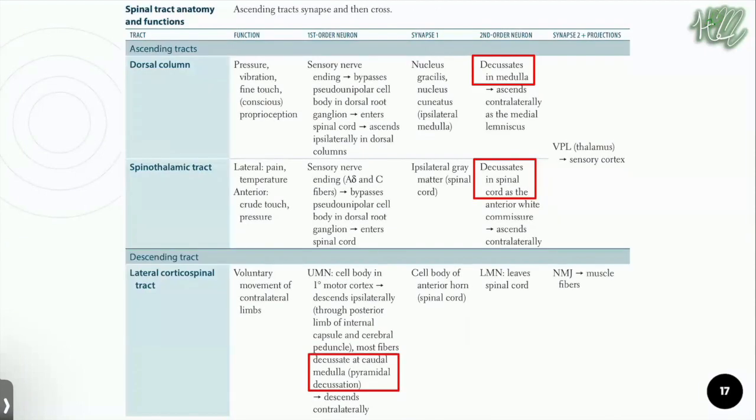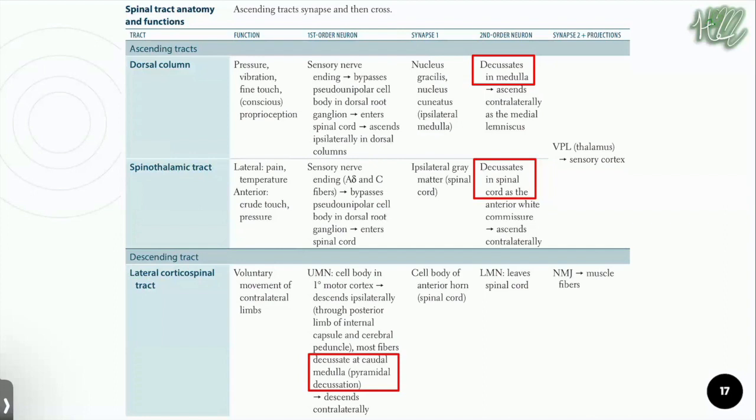We know the dorsal columns now: pressure, vibration, fine touch. We know the spinothalamic is pain and temperature. We know that the corticospinal is for voluntary movement. Now we need to, again, revisit the idea of the decussations. This part is so, so important in understanding contralateral versus ipsilateral.